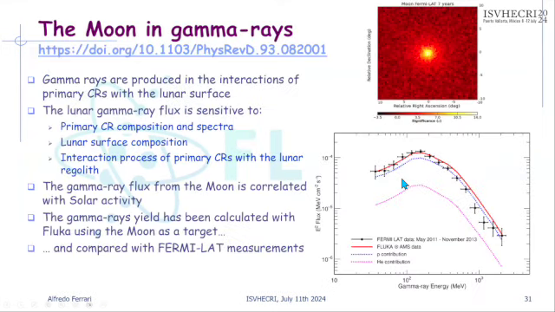Very rapidly, just to show a couple of recent applications of Fluka. This is, for example, the moon in gamma rays produced by cosmic rays impinging on the moon, as computed by Fluka and as observed by the Fermi satellite. And you can see the agreement is very nice.